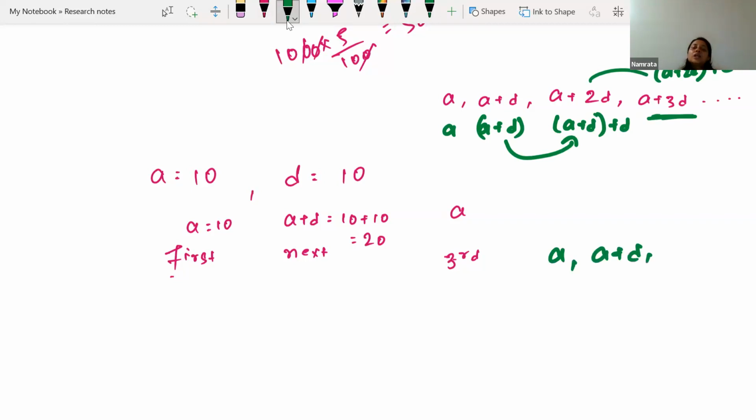A plus D, A plus 2D, A plus 3D, A plus 4D, A plus 5D. Like this the pattern will go. So if we have to write the sequence with the help of A and D, we can easily write it with this pattern. With the help of this pattern, A plus D, A plus 2D, A plus 3D, we can make the arithmetic sequence. Clear?